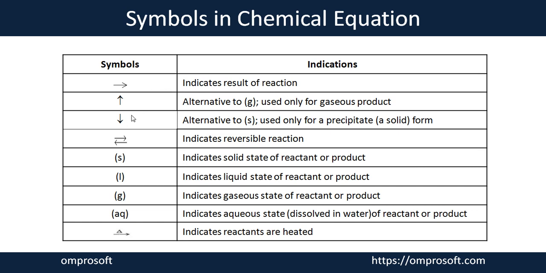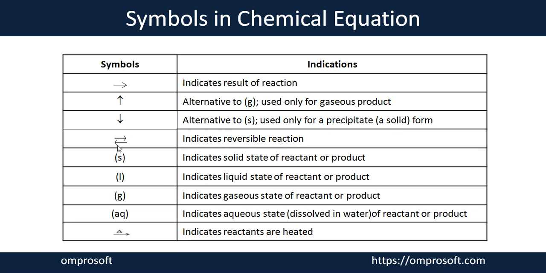If you see such an arrow in the upward direction, that upward arrow shows that whatever product is formed is released in the form of gas, meaning the product is formed in the gaseous form. If you see such an arrow in the downward direction, it means the product is just formed during the reaction. It's formed in the form of a precipitate, an undissolved solid residue. It's like an alternate of solid.